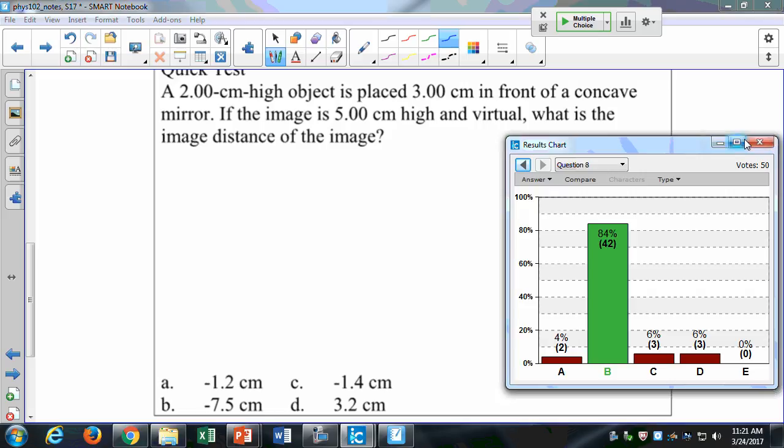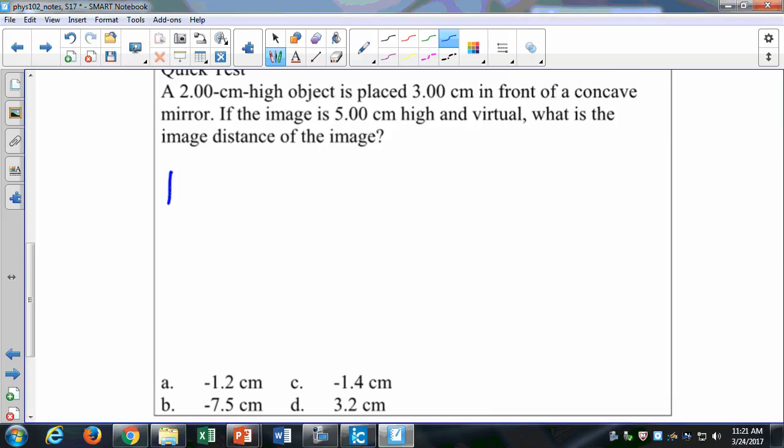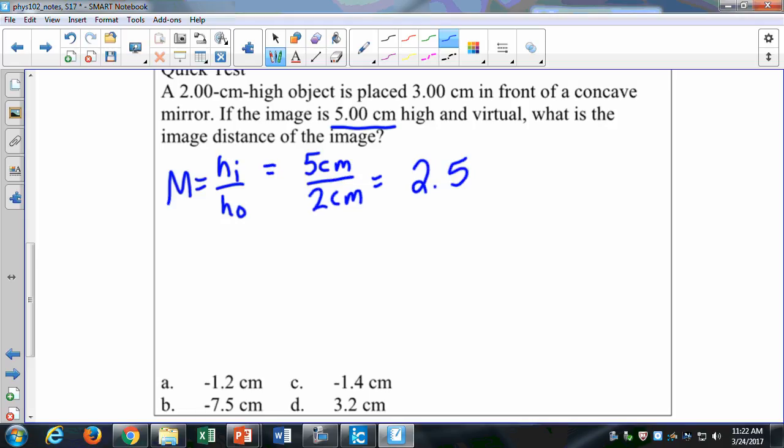All right. Yeah. Okay, so what you have to do here is first determine the magnification. But remember, my magnification is not just negative Q over P, but it's HI over HO. So the height of the image is 5 centimeters, and it's a 2 centimeter high object. And so that's equal to 2.5.